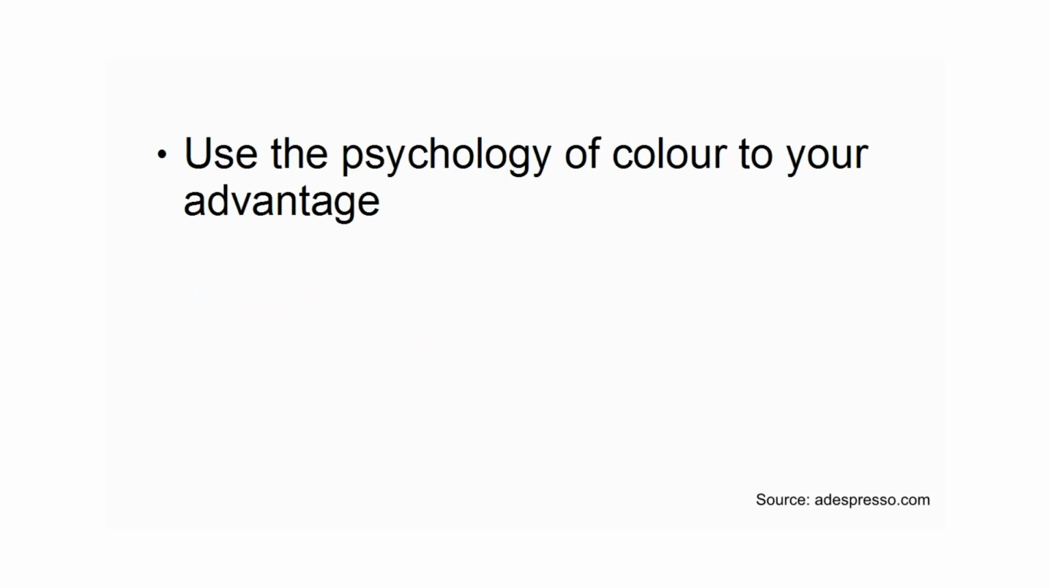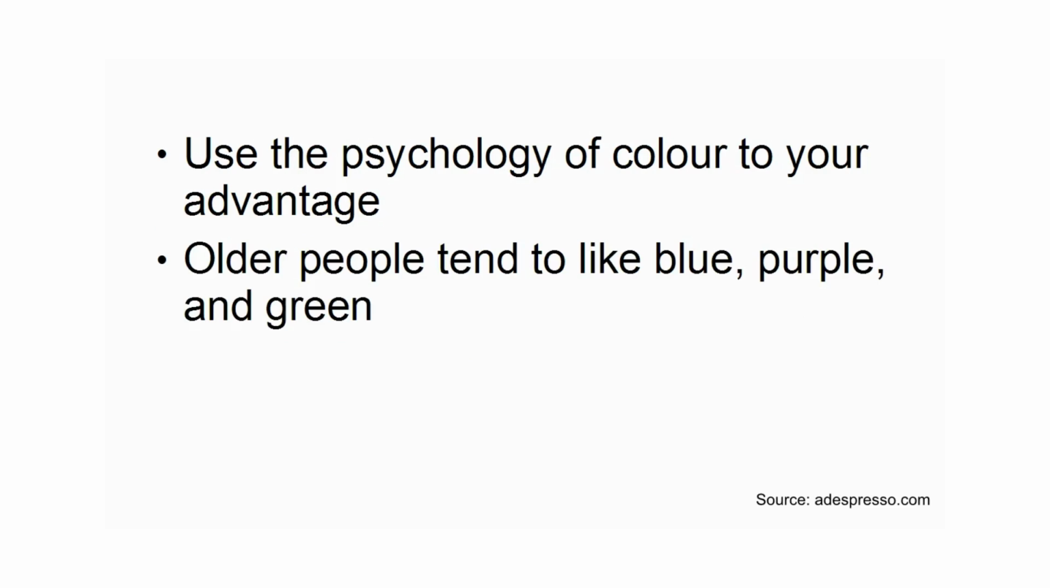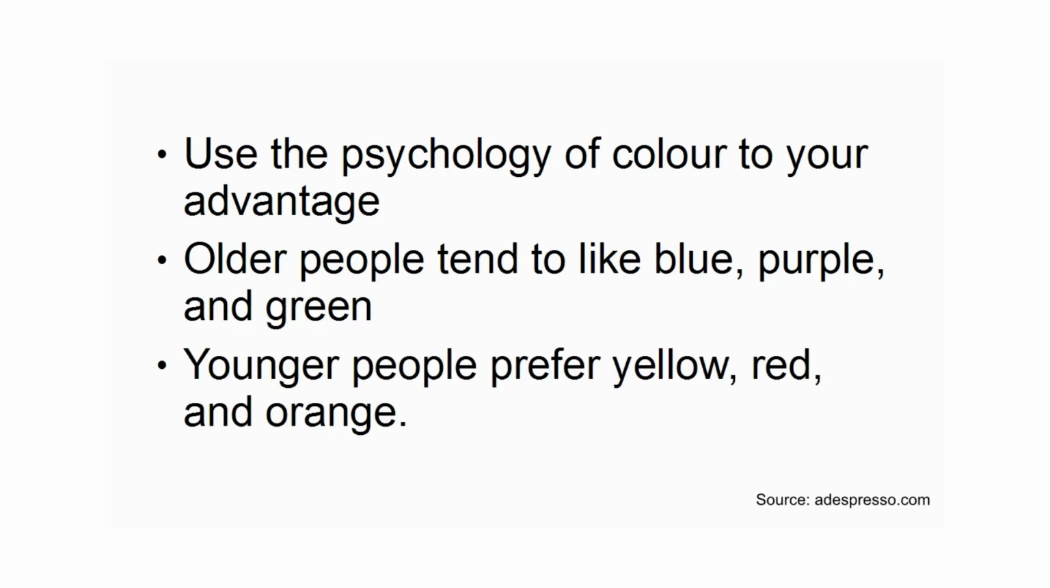You can also use the psychology of color to your advantage. And this is something that works on a sort of subtle, subconscious level. Studies have proven that older people tend to like blue, purple, and green, whereas younger people prefer yellow, red, and orange. So you can build this sort of thing into your advertisement. In fact, you can actually take it a step further because different colors tend to relate to different things. For example, yellow tends to convey optimism, clarity, and warmth.